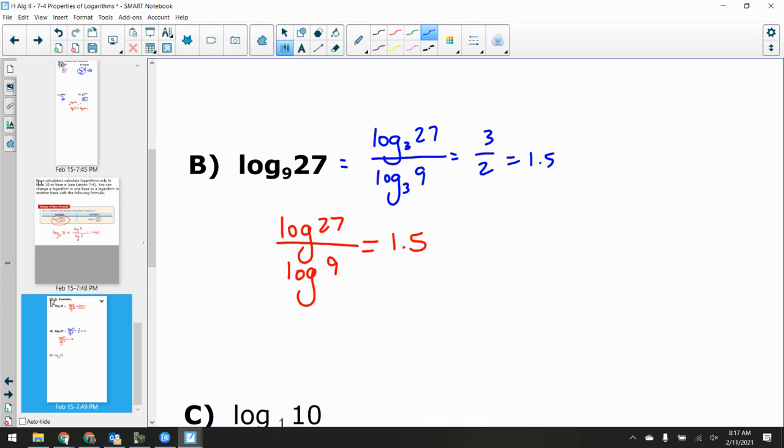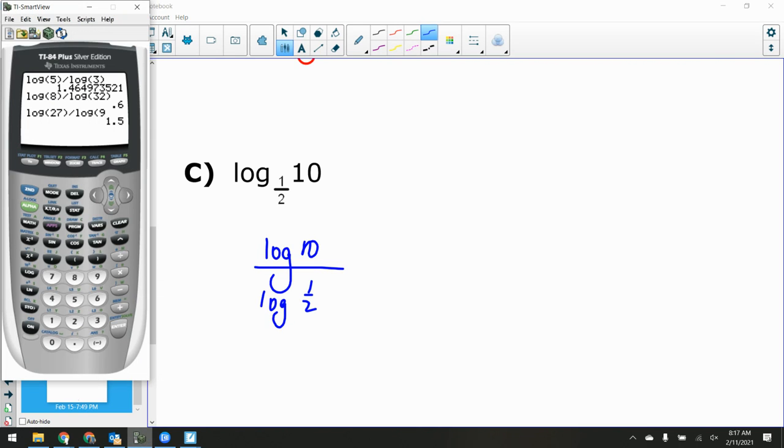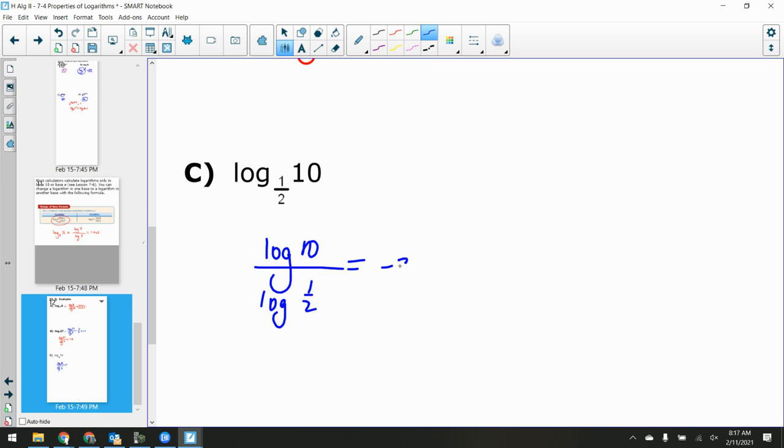For our purposes here, we're just thinking about it more like calculating it. Like, what's the decimal value? Like here, I can say log base 10 of 10 over log base 10 of 1/2. All right, let's see what that is. Log of 10, I know that's 1. I just have to figure out what log of 1/2 is. Log base 10 of 10 divided by log base 10 of 1/2 is negative 3.32. And that's my answer.